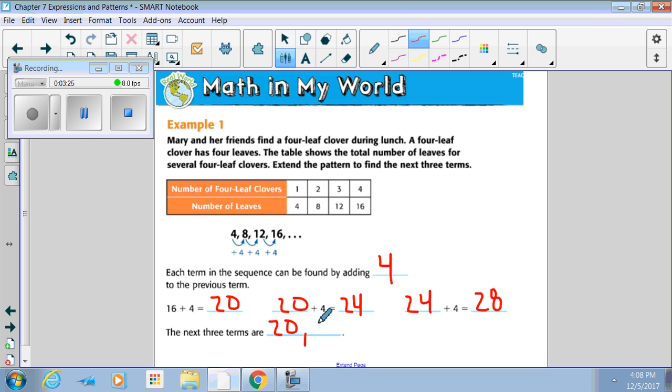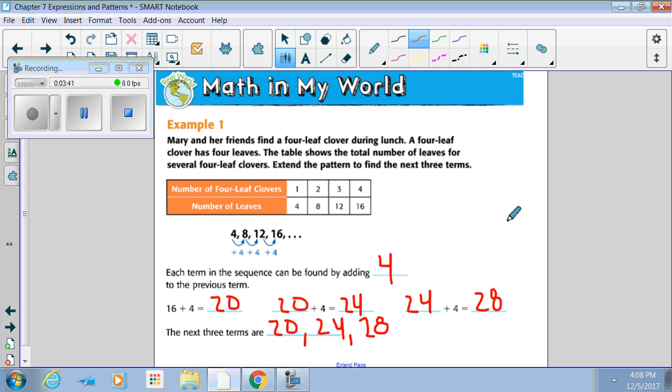Comma to represent our space. 24. And 28. You guys are going to be making fun of me on Monday because this was bad and I'm not going to retape it though.